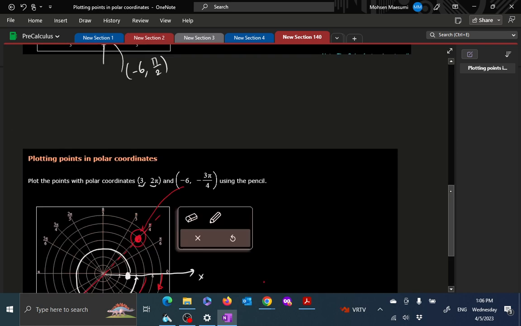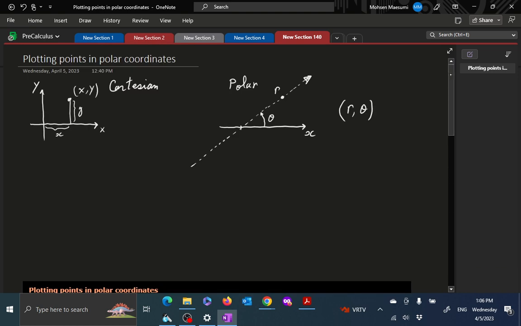Okay, so very simple. We have polar coordinates, just like we had Cartesian coordinates, and the next few topics are going to be about this one.